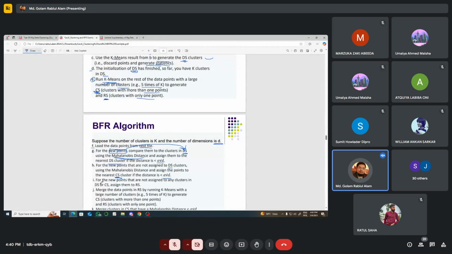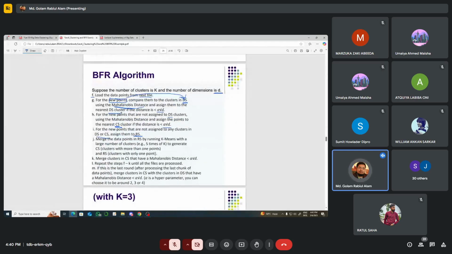And again, for the new points that are not assigned to any cluster in DS or CS, we have to assign those to our RS, the retain set. So that means we have loaded the data points from our second chunk, and for each and every data point we try to place it in our DS or CS or RS, based on the Mahalanobis distance.